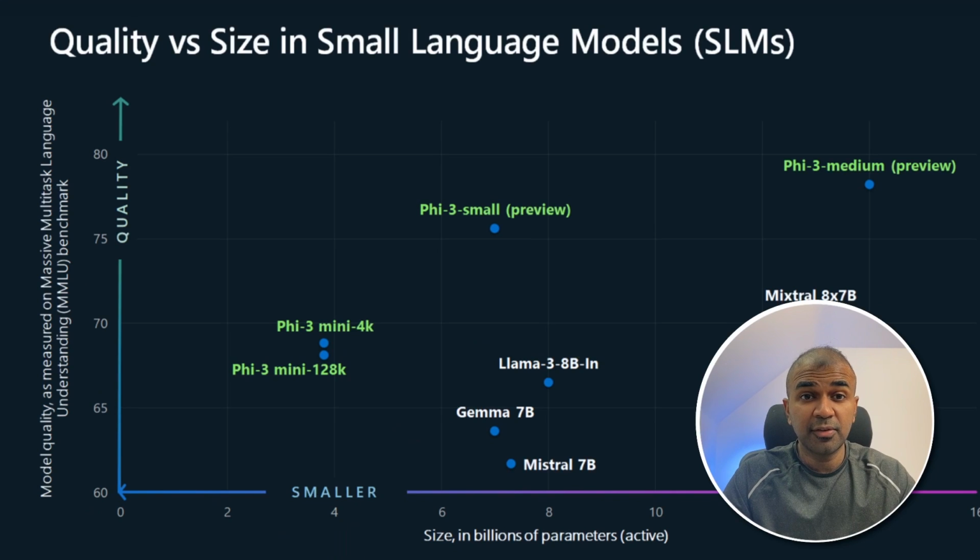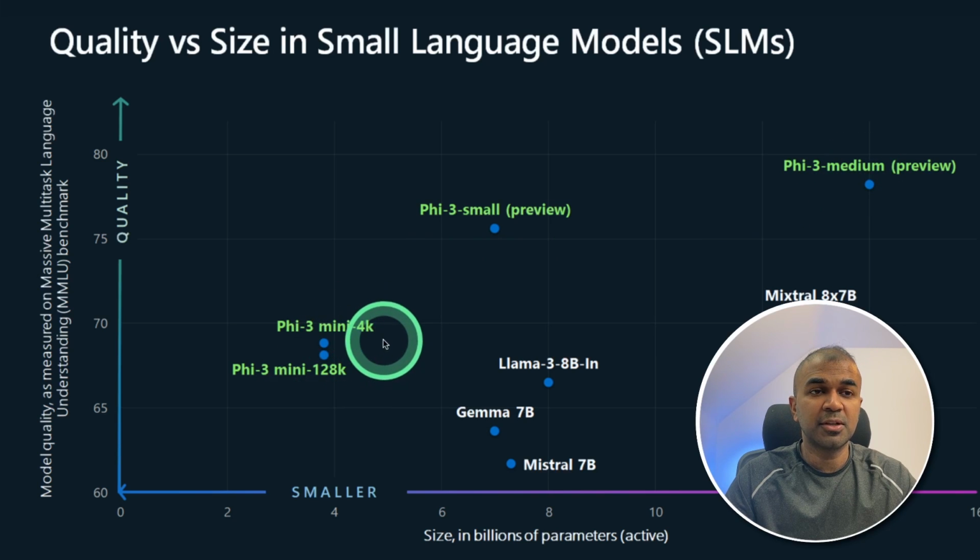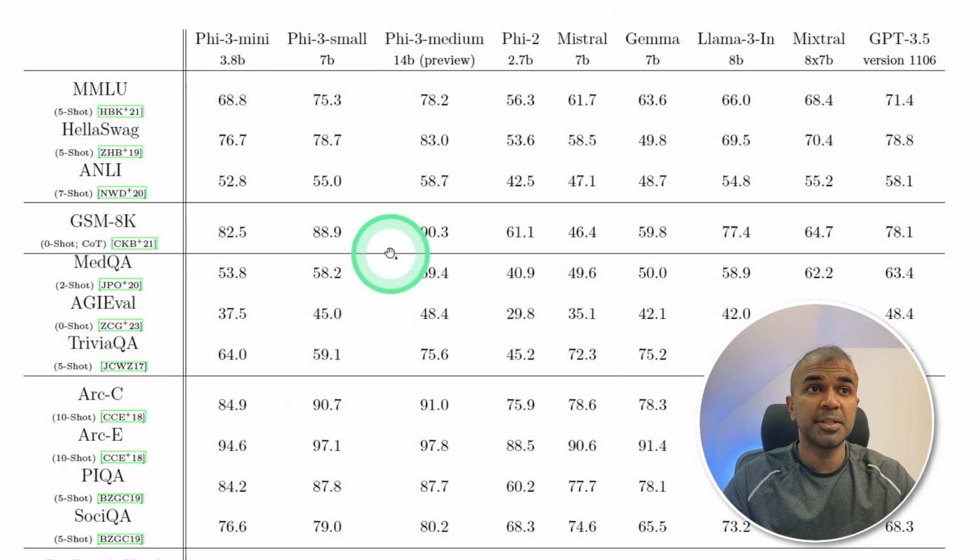It's available in three different versions. One is Phi-3 mini, next Phi-3 small, and then Phi-3 medium. Phi-3 mini is in 4000 context window and also 128,000 context window. If you see the benchmark, Phi-3 mini with 5-shot prompting is much better than Llama 3 Instruct, Gemma, and even Mixtral. Even for logical reasoning GSM 8K dataset, it is able to outperform Gemma, Llama 3, Mixtral, and GPT-3.5.